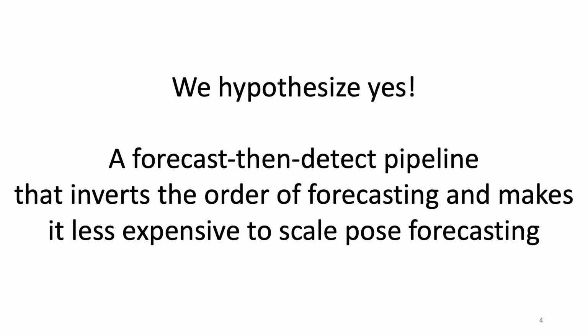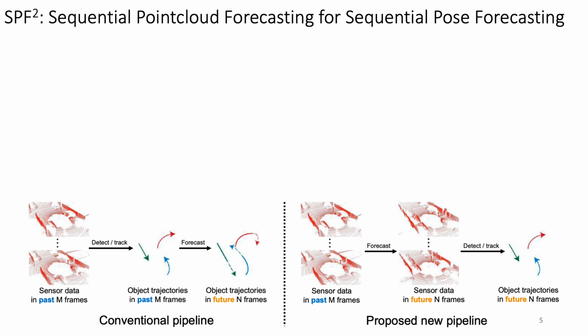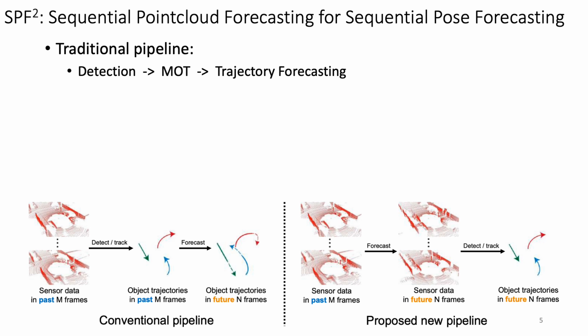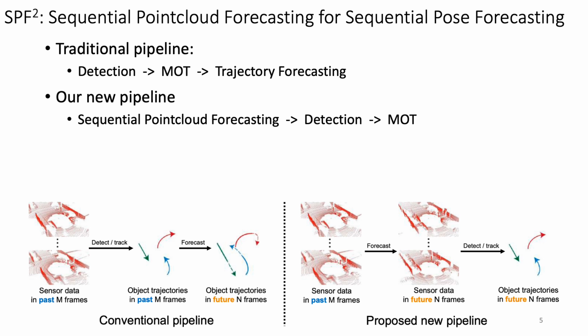We hypothesize yes, and in this work, we propose a novel post-forecasting pipeline which inverts the order of forecasting. Compared to the standard pipeline, our pipeline can improve post-forecasting performance with the addition of unlabeled data. Now let's take a look at our new pipeline, which we call SPF squared. Specifically, instead of running detection, tracking, and forecasting, our new pipeline first forecasts point clouds, then we perform detection and tracking on the forecasted future point clouds to obtain future object trajectories.